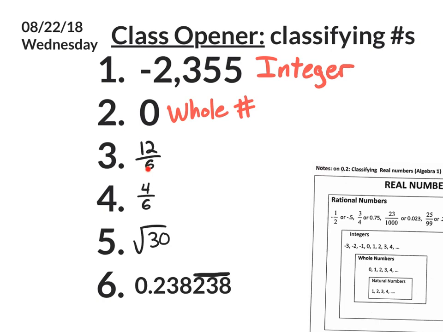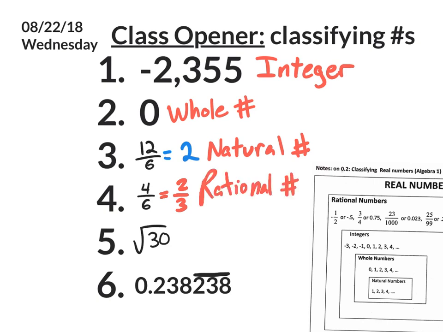If we think about what this fraction actually is, it's a division problem, 12 divided by 6. 12 divided by 6 is the number 2. And when you classify the number 2, we know that that is a nice natural number. Looking at number 4, we have the fraction 4/6. You could reduce it by 2 and it becomes 2/3, and 2/3 is still a fraction. It's still a ratio, which means that it is a rational number. And again, emphasis on the word ratio inside rational.